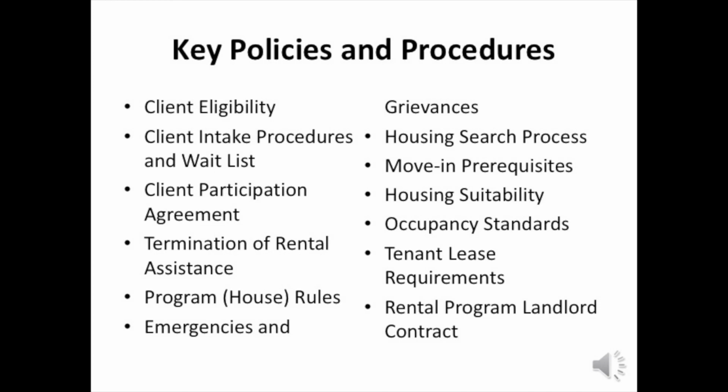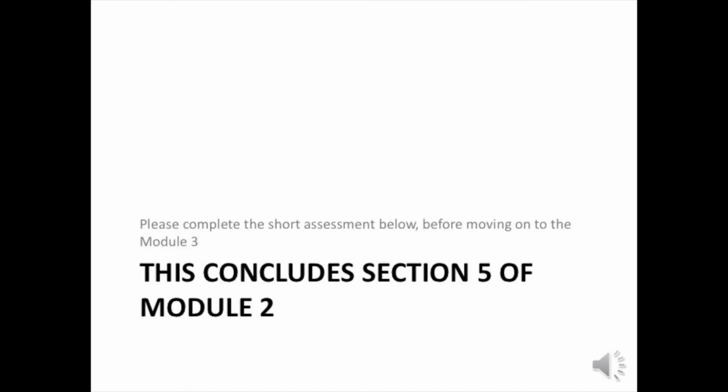We have briefly reviewed some of the key policies and procedures, but we do encourage you to please reference the source found under this presentation for additional details on each of these bullet points. This concludes Section 5 of Module 2. We now ask that you please complete the assessment below, covering all material presented in Module 2. A passing score of 80% or above is needed before proceeding to Module 3. You may take the assessment as many times as you need.